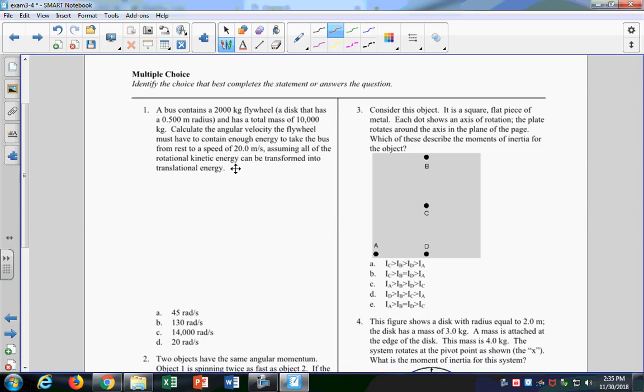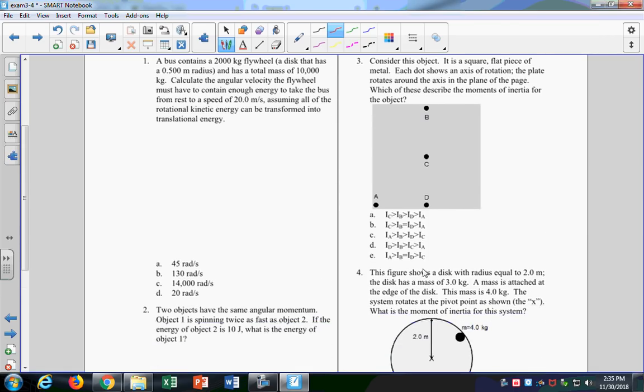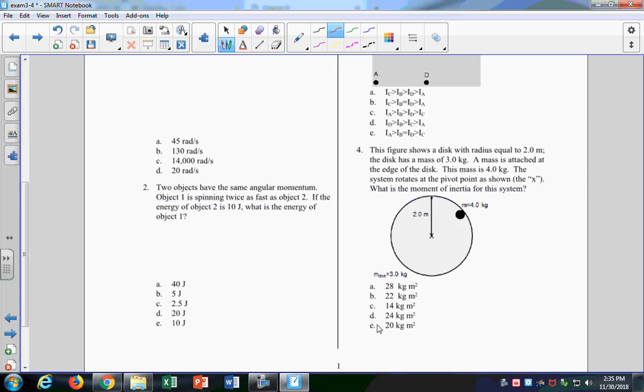We had a similar problem, this bus with a 2,000 kilogram flywheel. That was the 90% problem on that previous test. This is ranking. This is moment of inertia. Remember, when you have two objects that come together, the moment of inertia is the sum of the inertias for those two objects. So for example here, you have two objects that come together, and you have to tell me what is the total inertia. What is this? This is a disk, so 1/2 mr squared, and then it has a point mass at the edge, so just mr squared for the point mass. All right?